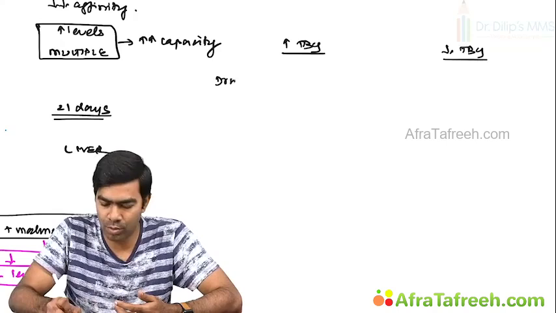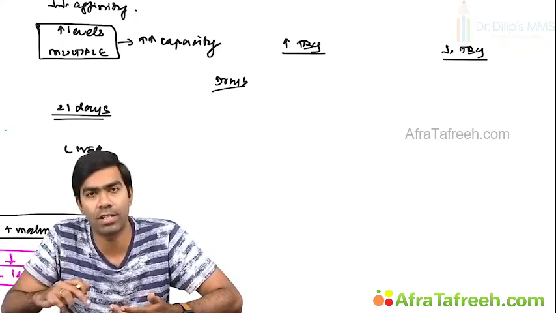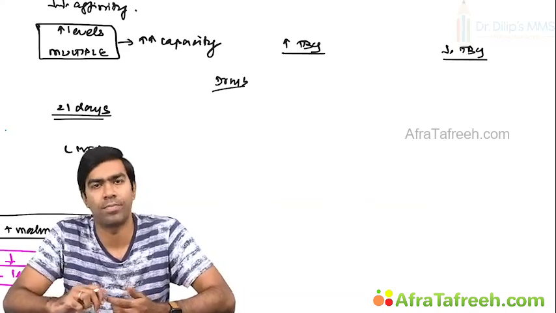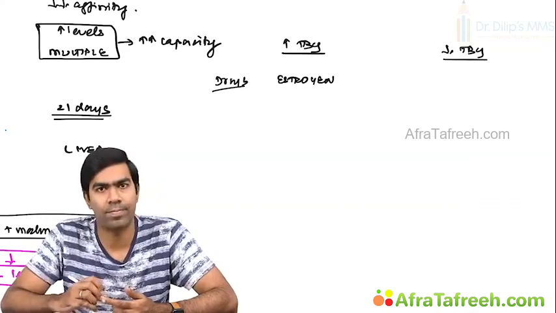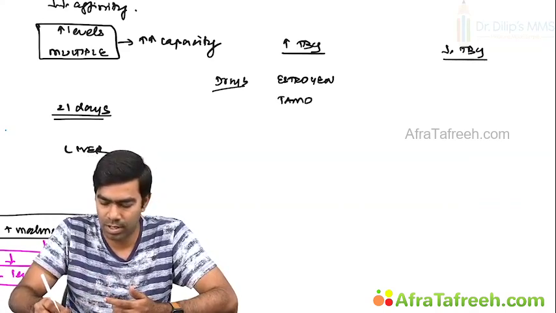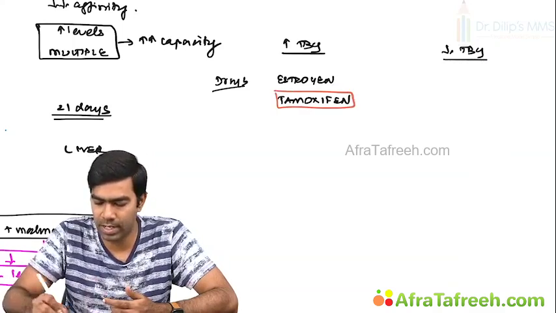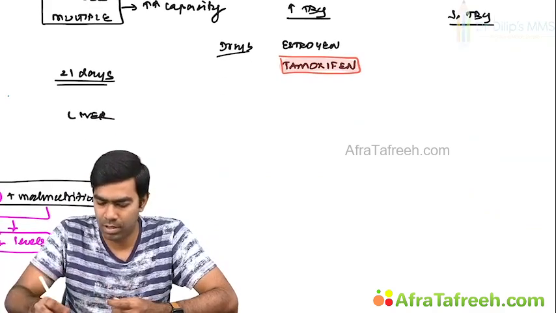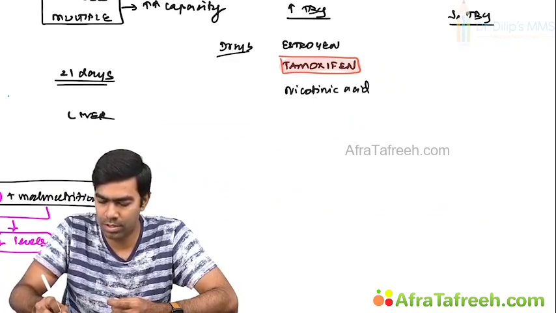In that I can divide into two. First, the drugs that increase or decrease TBG, and the pathophysiological conditions that increase and decrease the TBG. What are the drugs that are going to increase the TBG? First is estrogens. Any estrogen can increase the level of TBG. Next, selective estrogen receptor modulators like tamoxifen. And this is exam material. Many times it has been asked in institute exams like JIPMER, AIIMS and PGI. Tamoxifen can increase the TBG levels. Apart from that, nicotinic acid can increase TBG.